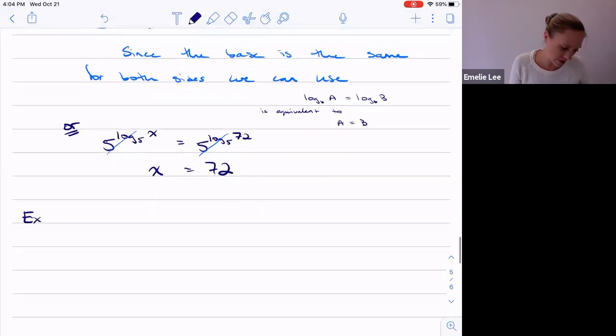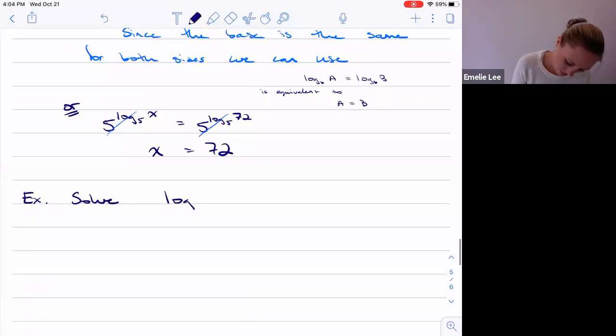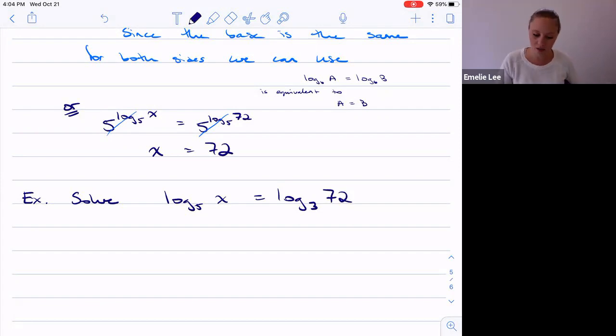Let's do kind of a harder one. If I have to solve log base 5 of x equals log base 3 of 72. Similar to what we just did, but now we don't have the same base anymore, so we need to figure out what to do here. Because I'm trying to solve for x, I would figure out what this number is and then take 5 to the power of that number as my x.